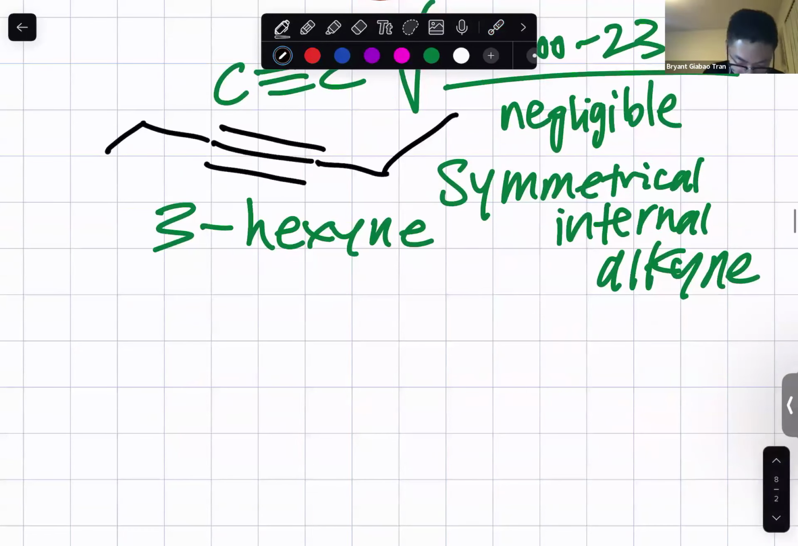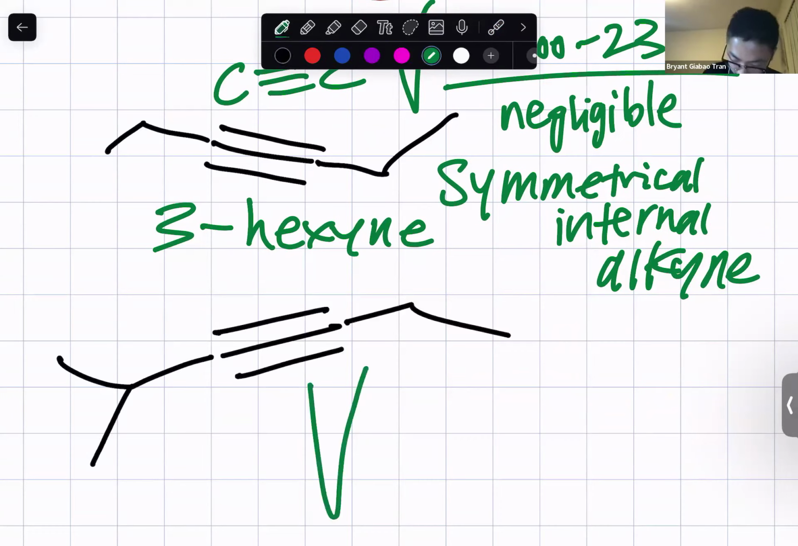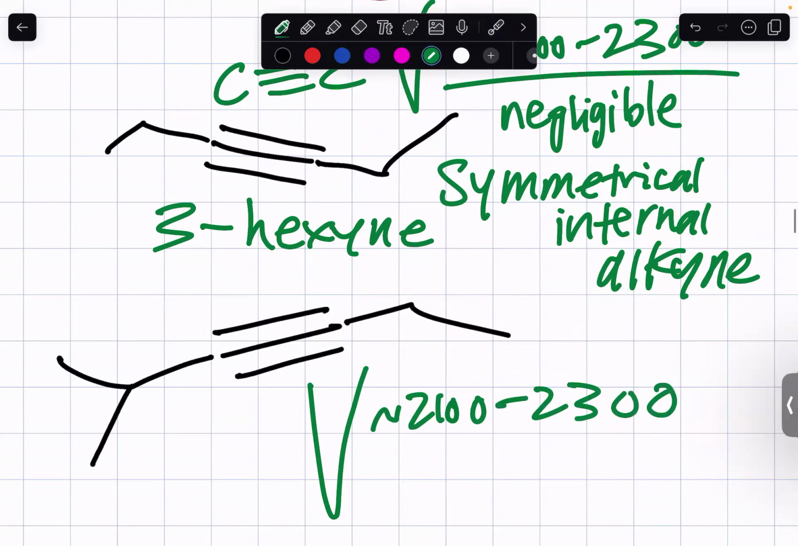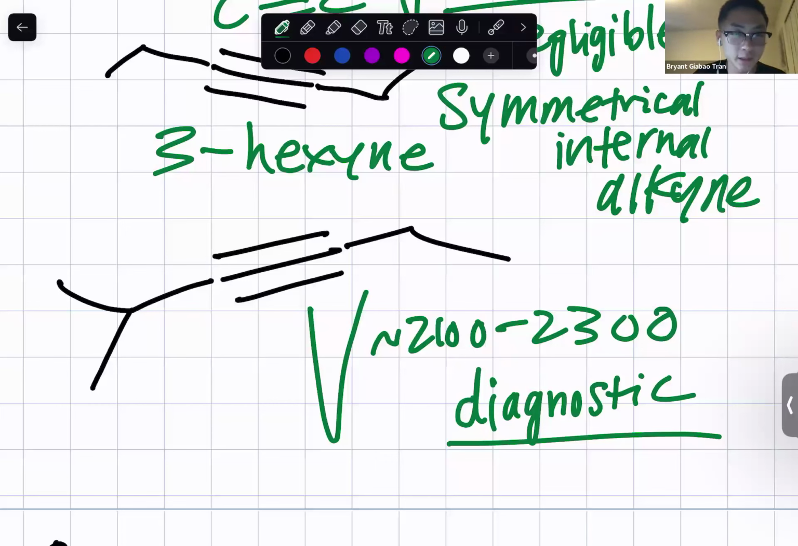But if you had an asymmetrical internal alkyne like this, then you would see a sharp peak at around 2100 to 2300. And that would be considered a diagnostic peak. Diagnostic meaning that we get to diagnose what kind of functional group is on the molecule, which in this case is a triple bond.